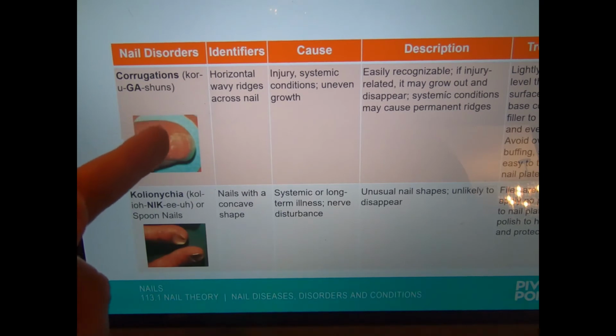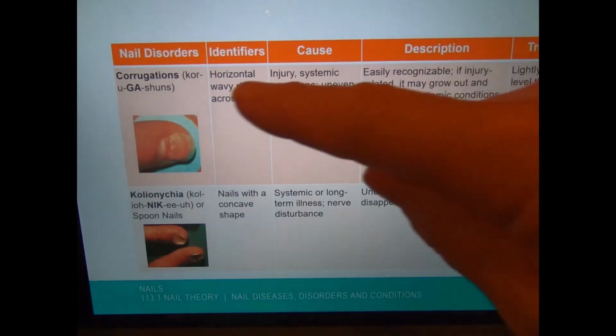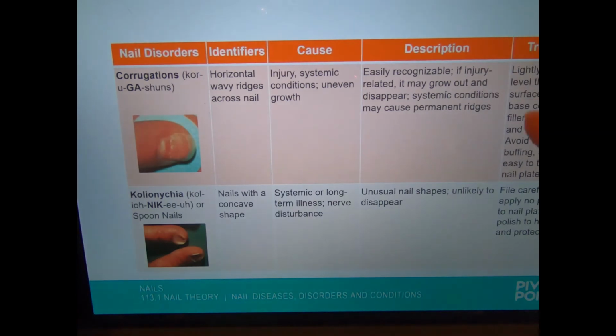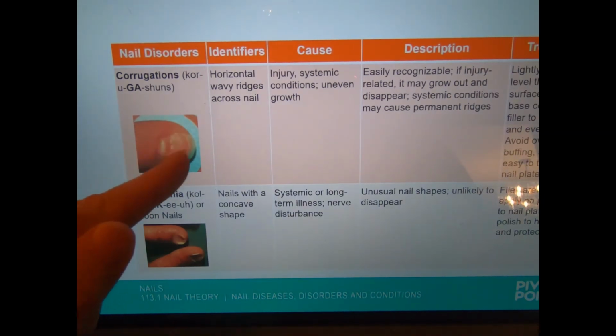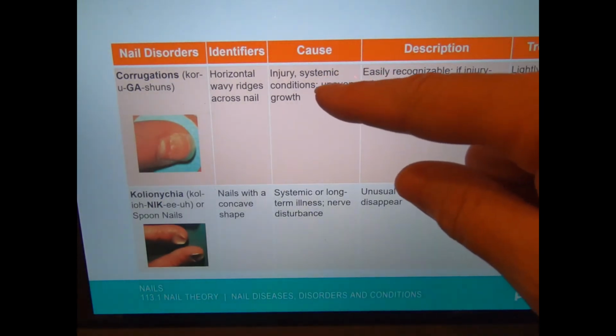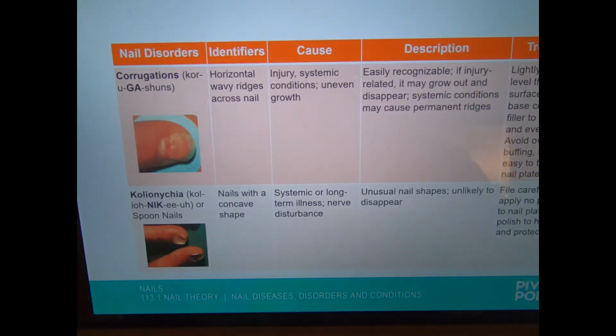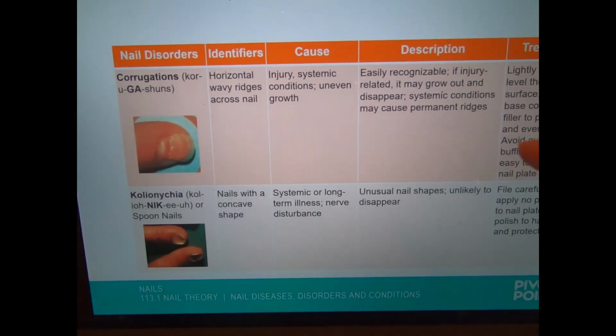Corrugations. It's horizontal ridges across the nail, so it goes side to side. So remember our corrugator when I talked about that. Remember that corrugated cardboard that goes like this. So you've got a wavy ridge going across your nail. It's probably from injury, or you were very sick at one point, and so it grows out like that. If it's an injury, it'll probably grow out. If you've been sick, it may cause permanent ridges. You can buff the nail, or you can put a ridge filler in to help level out the surface of the nail.